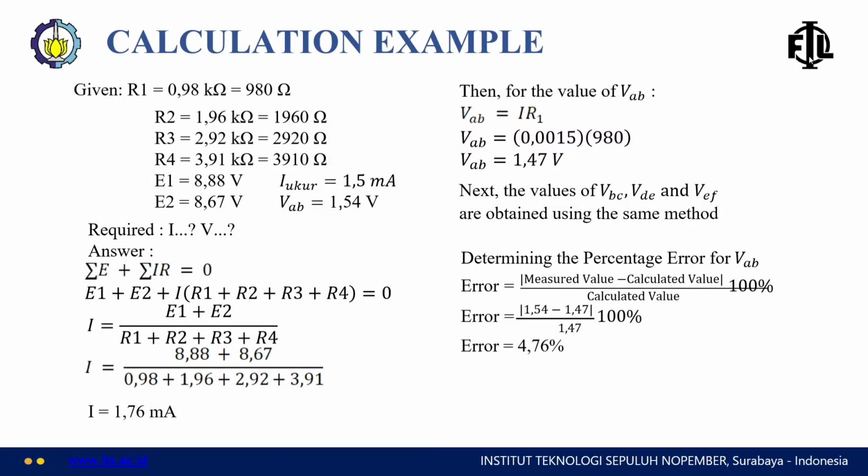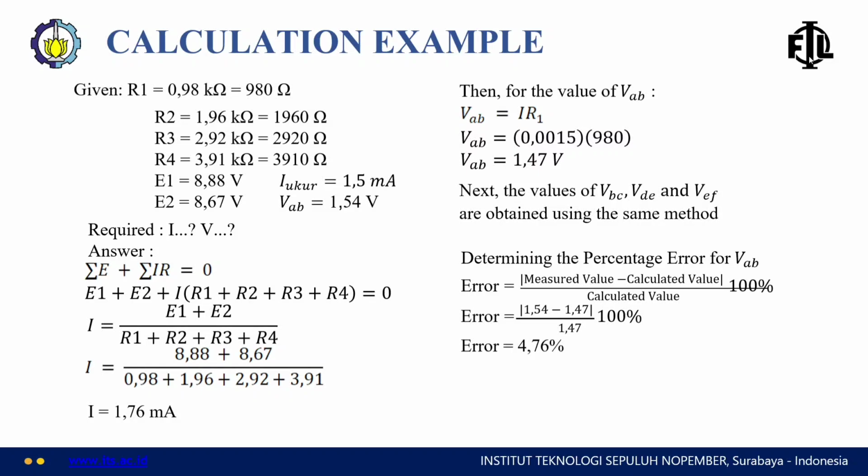Because this is a series circuit, the current is the same throughout. To find the value of the current, we rearrange the equation so that the current equals the sum of E1 and E2 divided by the sum of R1, R2, R3, and R4. By introducing the known values into the equation, we obtain a current value of approximately 1.76 milliampere.